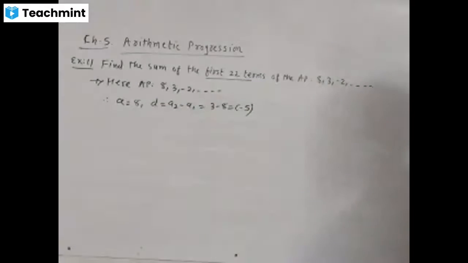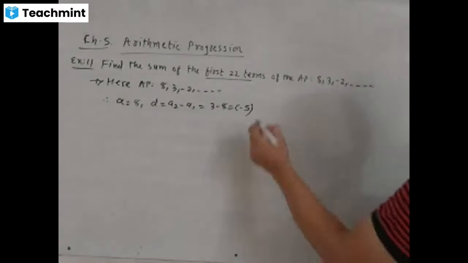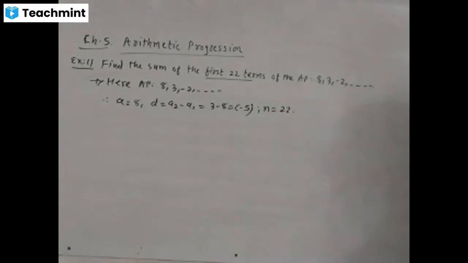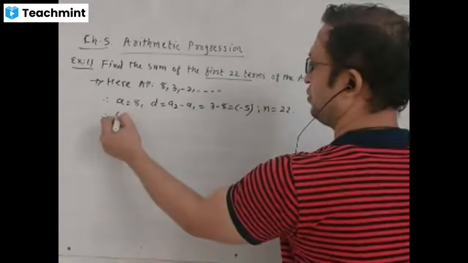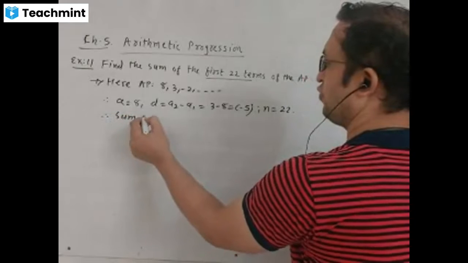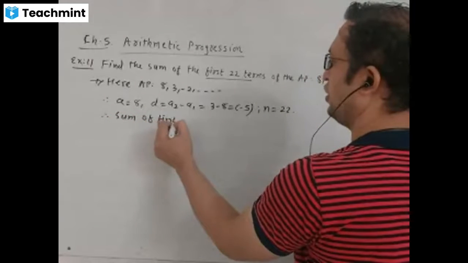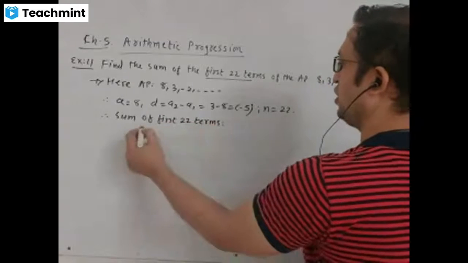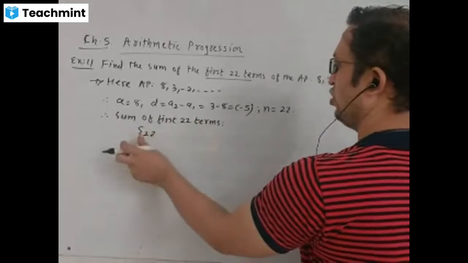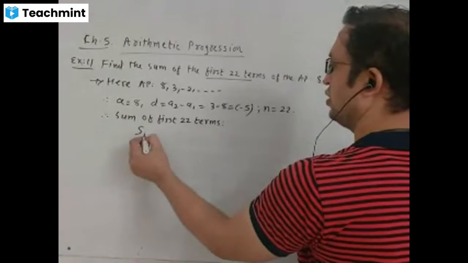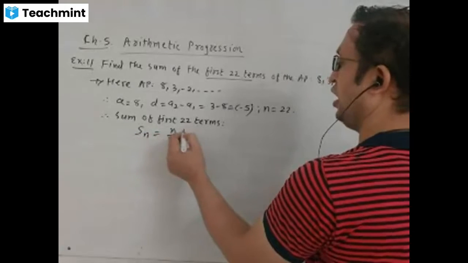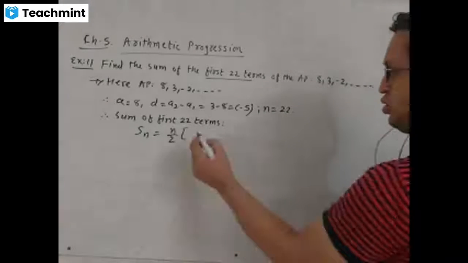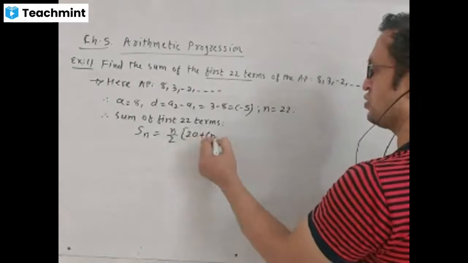And what is n? n is equal to 22. We have to find the sum of first 22 terms. Therefore, S22. What is the formula of Sn? Sn is equal to n by 2, 2a plus n minus 1 into d.